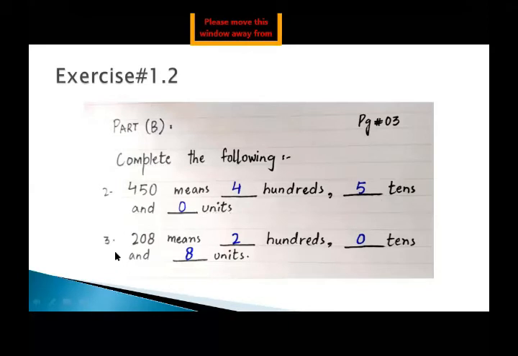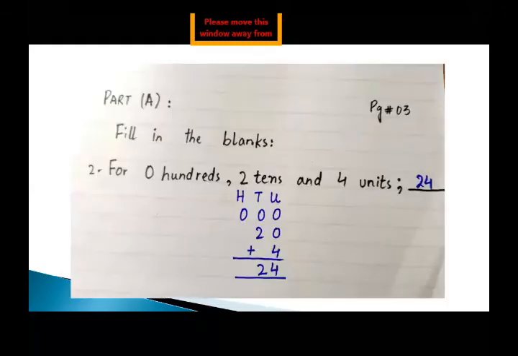In this same way, here you see question number 3. Start reading from the right: unit, tens, 100. Now start writing from the left. 2 comes at the place of 100, 0 comes at the place of tens, and 8 comes at the place of unit. In this way, you will solve this part using a pencil in your books. That is part B, exercise 1.2, page number 3. Okay. Now move to the next, part A, on the same page, page number 3.